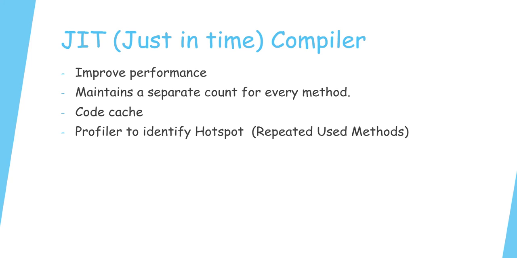JIT compiler compiles that method and generates corresponding native code and puts it in the code cache. We also call it a JIT code cache. Next time when JVM comes across that method call, JVM will directly use the native code stored in the code cache and execute it instead of interpreting it once again, and hence the performance of the system will be improved. Some JIT compilers will recompile the generated native code if the count reaches threshold value so that more optimized code can be generated. Profiler, which is a part of JIT compiler, is responsible to identify the hotspot.